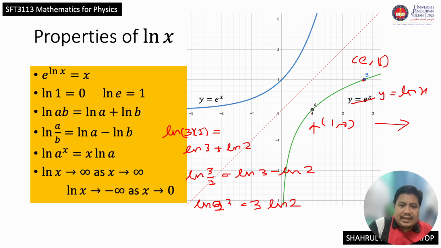ln x will approach infinity as x approaches infinity. So ln x will go to the top, to the right, forever. That means it goes to infinity. But when x approaches 0, we see that the value goes down to negative infinity. These are the important properties of ln x.